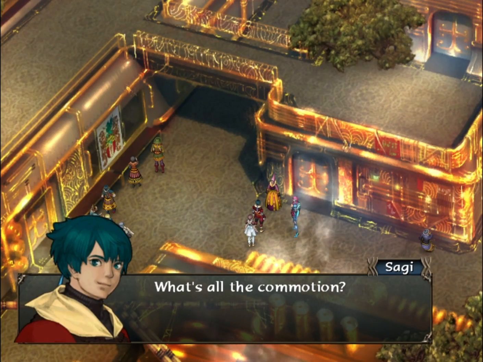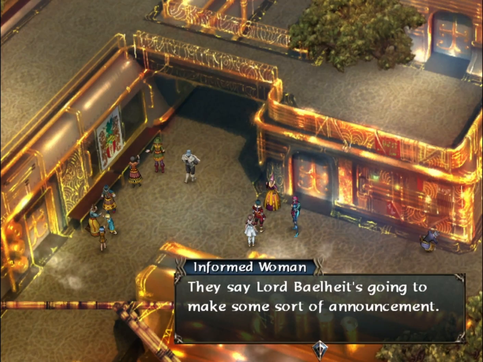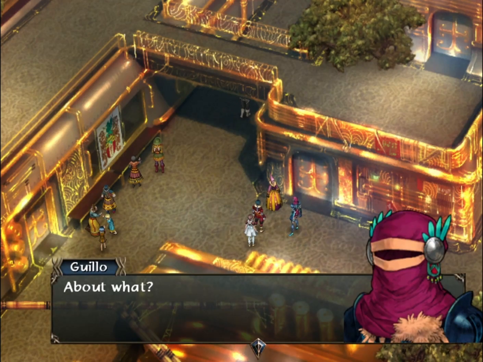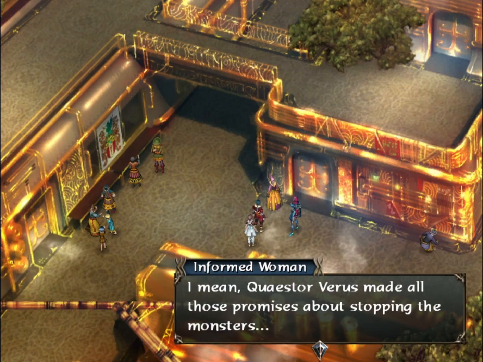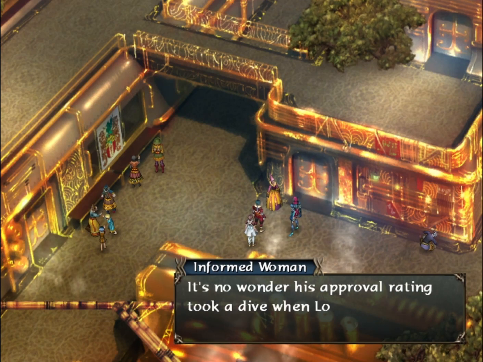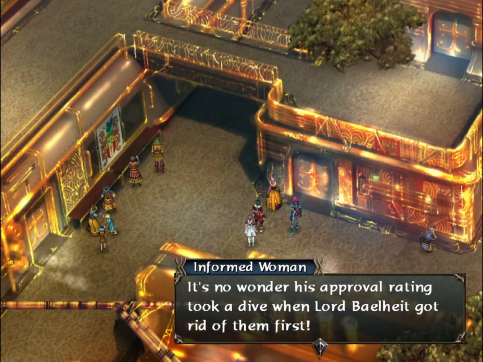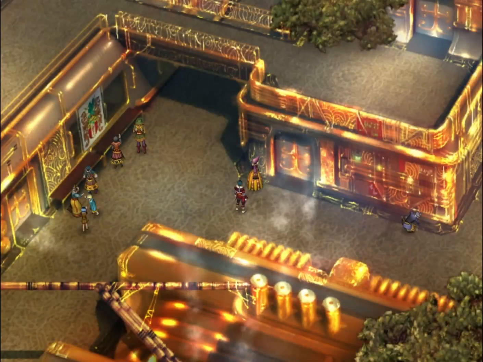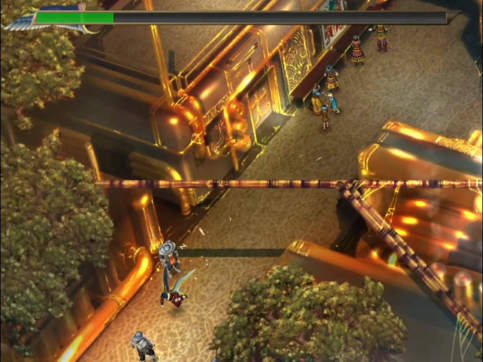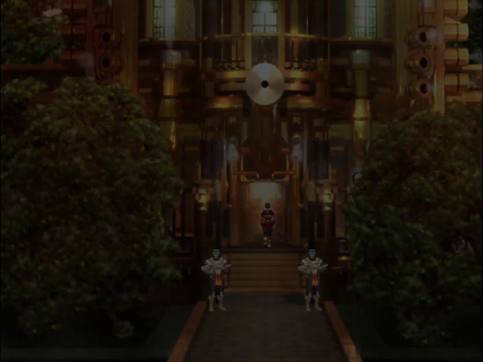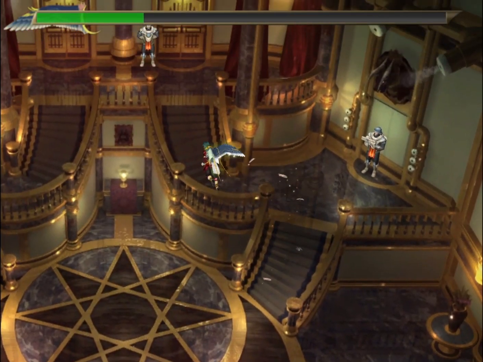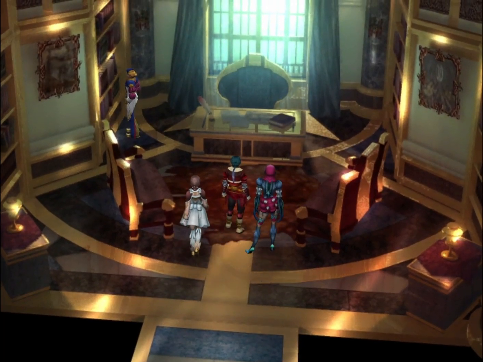What's all the commotion? They say Lord Baelheight's going to make some sort of announcement. So now that we're all square on that. About what? Yes, it is time for the plot to begin. Something to do with that. I mean, Quaestiveris made all those promises about stopping the monsters. It's no wonder his approval rating took a dive when Lord Baelheight got rid of them first. Okay, is anyone not doing elections right now? Is that just a thing that's going round lately? I mean, I think Diadem is pretty well set as far as local leaders go. I can't remember if we've already noted that Emperor is not really an election kind of a thing. I don't know if we've done that already.